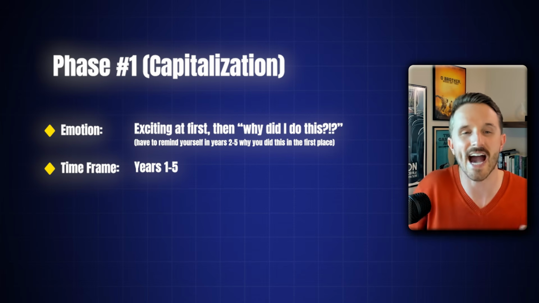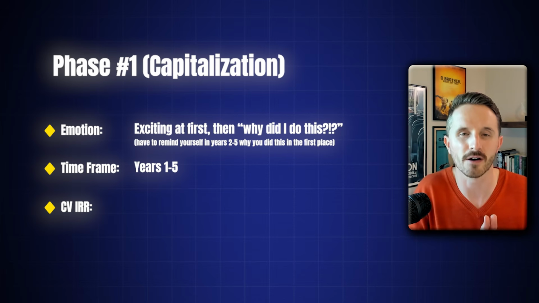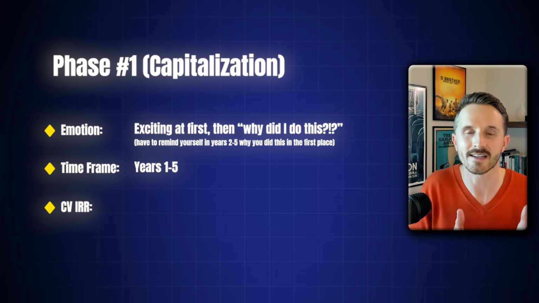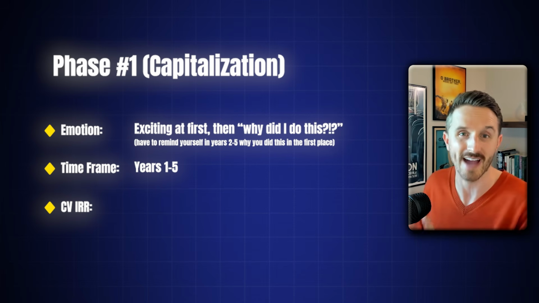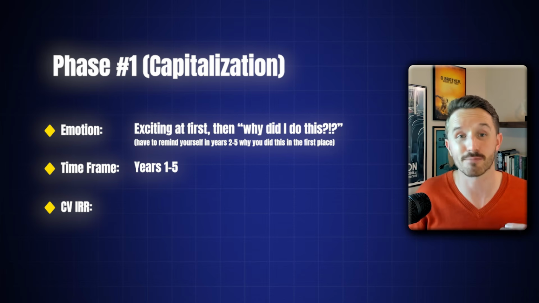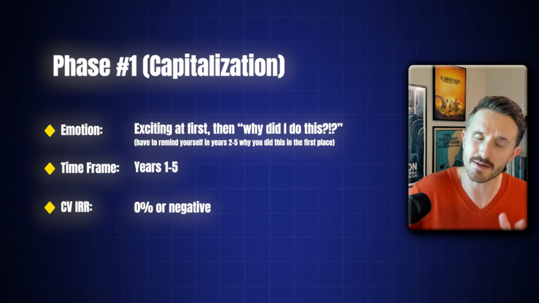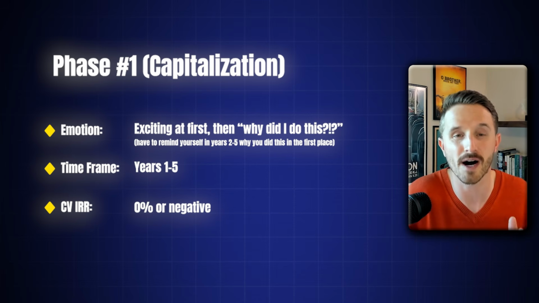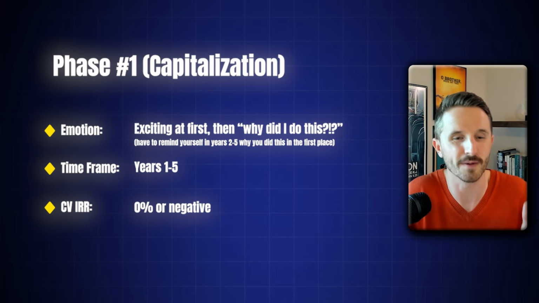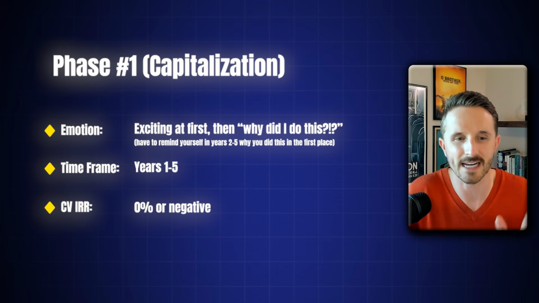This is the cash value IRR of your policy, which is the gain inside from the contributions you've made to the dollars you have access to. At best, it's probably going to be 0% or maybe slightly negative by year 5. You might have a slight positive if your policy broke even in year 4, but more than likely 0% to negative by year 5.